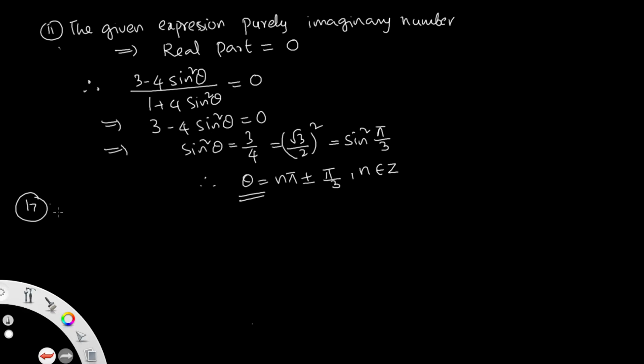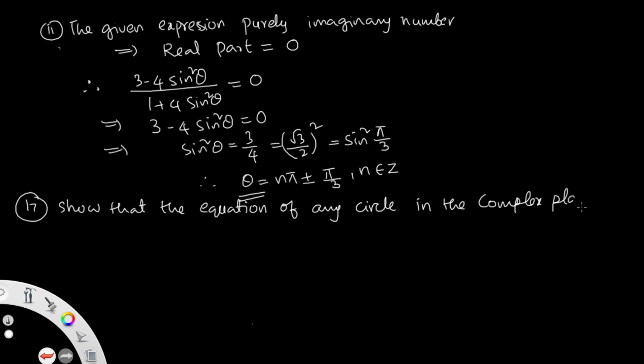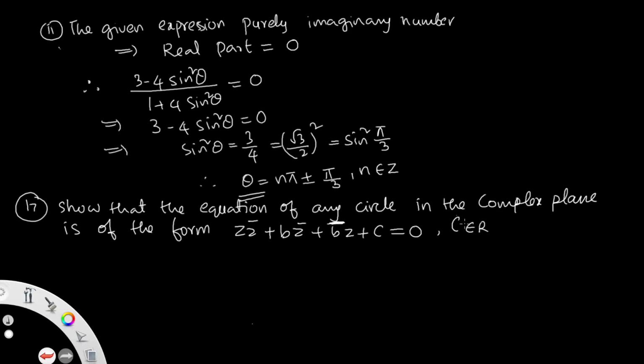Show that the equation of any circle in the complex plane is of the form z z bar plus b z bar plus b bar z plus c equals 0, where c belongs to R and b belongs to capital C, nothing but b belongs to the complex numbers. C always take as any real number.